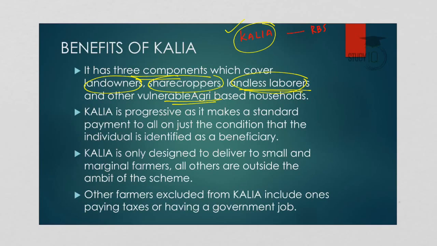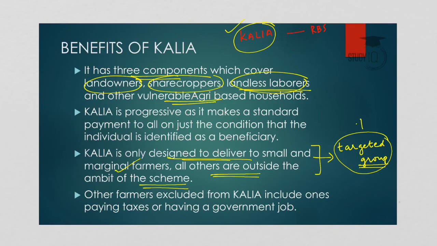And KALIA is progressive as it makes a standard payment to all. And also KALIA is designed to deliver to small and marginal farmers, and all others are outside the ambit of the scheme. That means this scheme benefits a particular target. A targeted group is being benefited from the KALIA scheme. That means the target group here is small and marginal farmers. And other farmers, like farmers who are paying taxes or farmers who have a government job, all of this category of farmers would be excluded from the KALIA scheme.